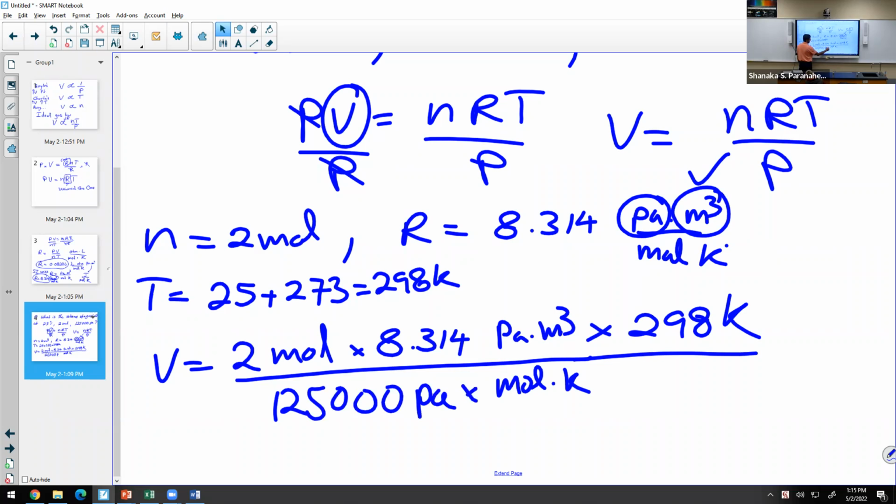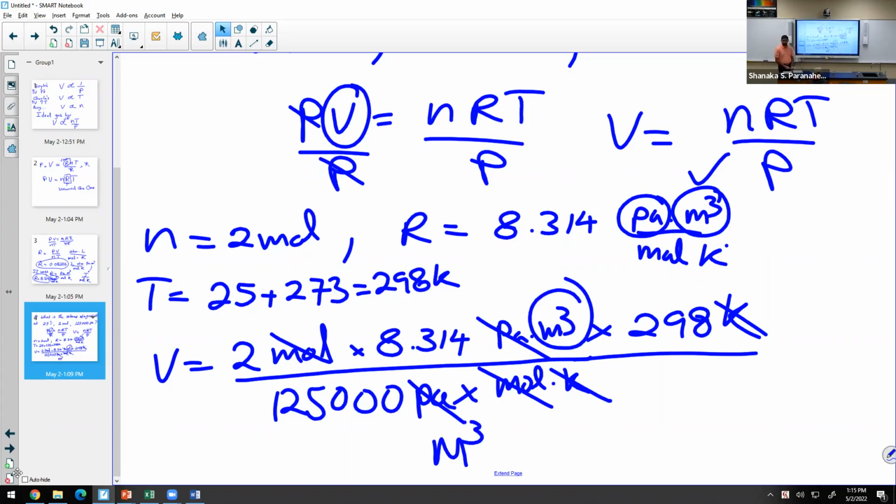Okay. So now let's see what the common units are. Numerator, same, and the denominator. Moles cancels out. Pascal in the denominator, Pascal in the numerator, cancels out. Kelvin in the denominator, Kelvin in the numerator, cancels out. So now the answer is in cubic meters. That's the unit we need.